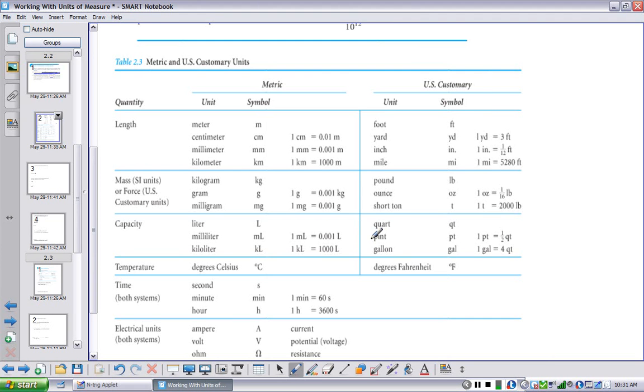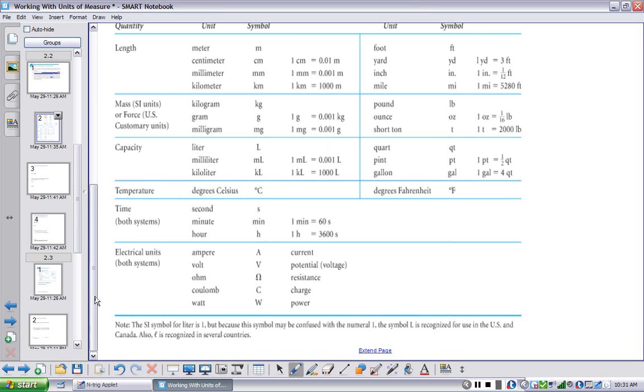For mass, we have kilogram, gram, milligram. In the U.S., we have pound, ounce, short ton. For capacity, in dealing with liquids, we have liter, milliliter, kiloliter. With the U.S., we have quart, pint, gallon. In temperature, we use degrees Fahrenheit, I'm sorry. But in the rest of the world, they use degrees Celsius. If you ever travel to a different country, you will see the temperature in degrees Celsius.